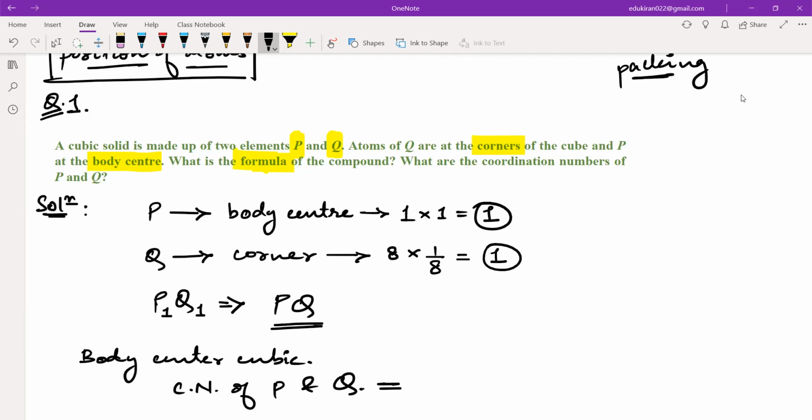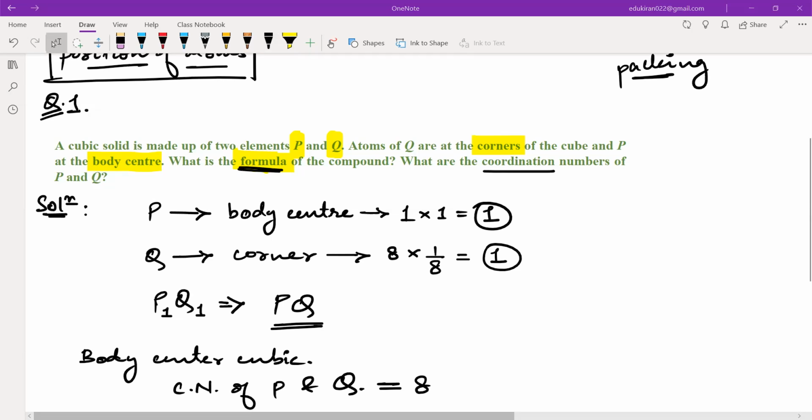What is the coordination number of body center? 8. So the coordination number of P and Q will be 8. Okay. So coordination number we have already discussed. Now our more focus was on formula. So please write this down. Let me know when you are done. Then we will do some other questions similar to this type 1. So this is the type 1 questions, in which you have been given the exact positions of different type of atoms.